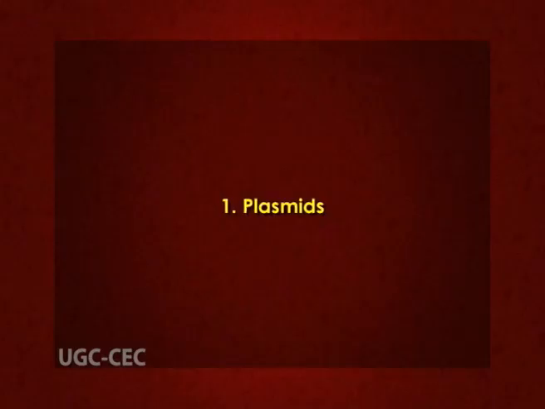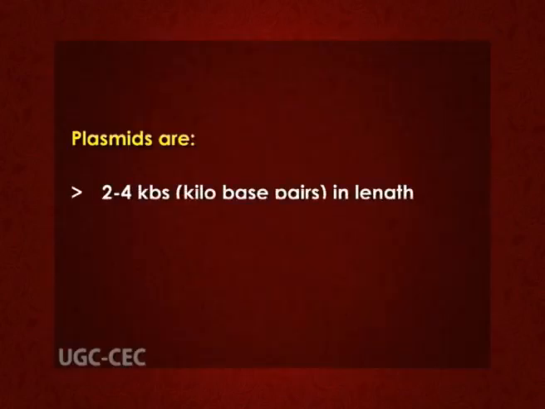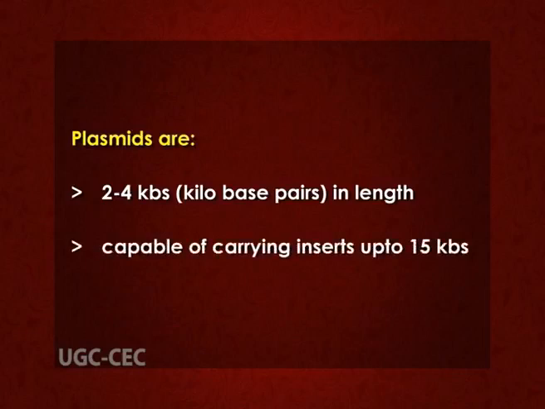Here are some of the vectors commonly used in constructing libraries. First, plasmids. A plasmid is a double-stranded circular DNA molecule commonly used for molecular cloning. Plasmids are generally 2 to 4 kbs in length and are capable of carrying inserts up to 15 kbs.